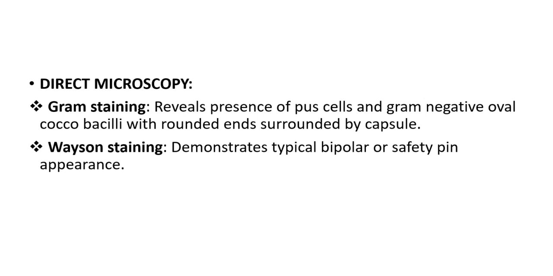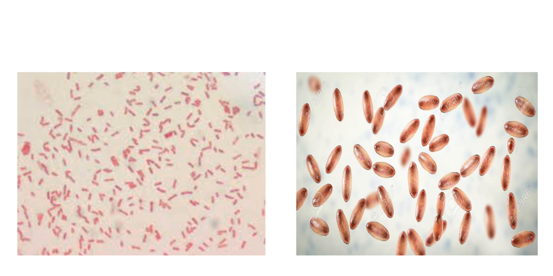Once we receive the sample in the laboratory, we do gram staining, which reveals gram negative oval cocobacilli. Then a special staining, the Wayson staining, is done to see the bipolar or safety pin arrangement of Yersinia pestis. You can see both the gram stain and Wayson staining pictures here.